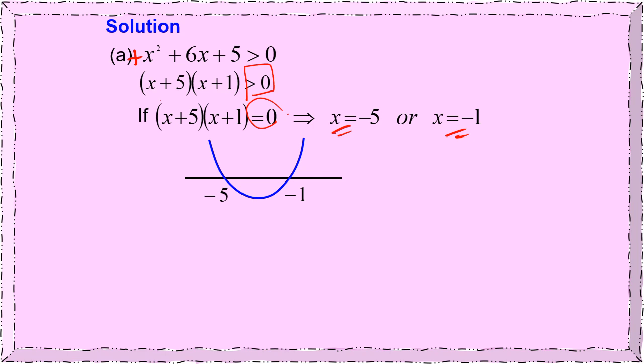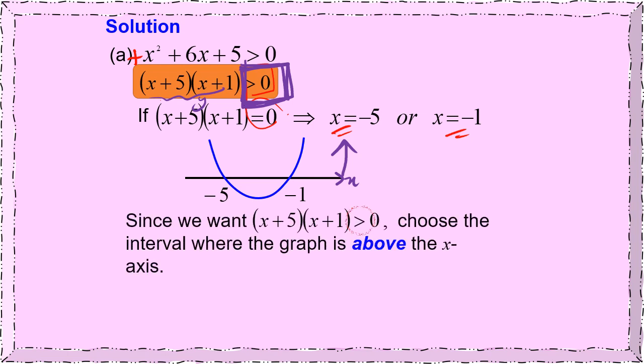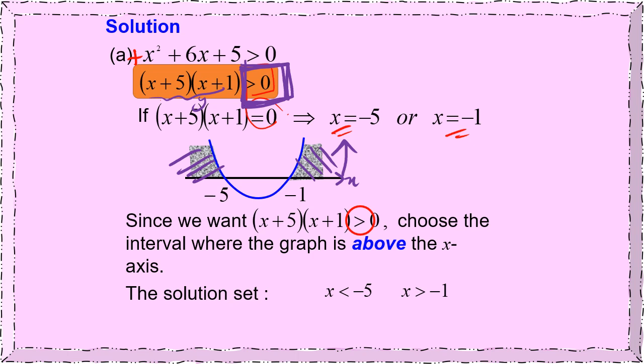So what we want to have, notice here that we want the positive value, more than 0. So more than 0, this is our y. Y more than 0 means that it's above the x-axis. So the answer should be above the x-axis, where x should be less than negative 5 or more than negative 1. The solution set is x such that x less than negative 5 or x more than negative 1.